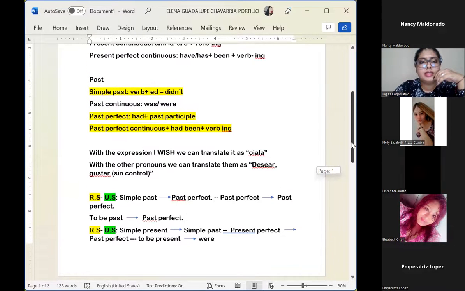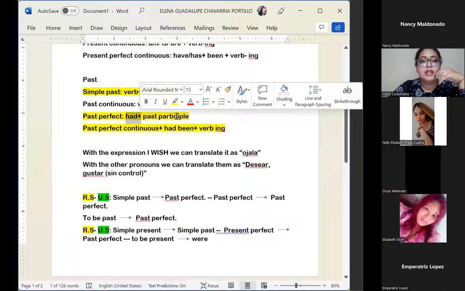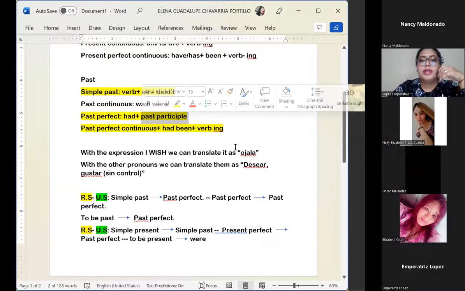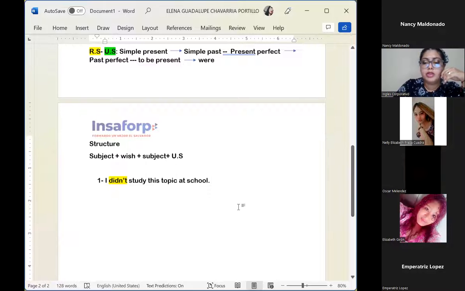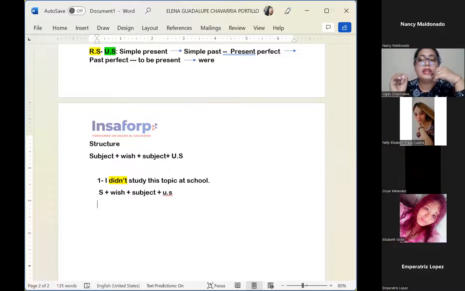So we are going to see what is the structure for the past perfect. We are going to have this auxiliary that is had with the past participle of the verb. But we are going to complete the structure. I'm going to write the structure again here, and we are going to complete the elements that we have in the structure. First, we need a subject, then wish, then the other subject, and the unreal situation. For this one, the subject that I am using for this sentence is I, because I am talking about me.